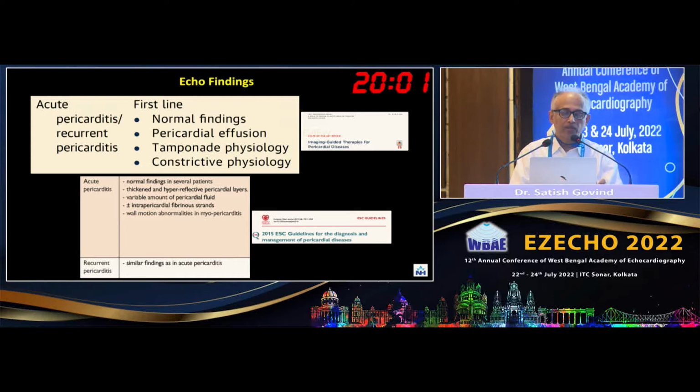So this is the spectrum of what one can find, anywhere from normal to constrictive physiology. In addition to that, you can have thickening of the pericardium, which is very shiny. Then you have fibrinous strands, which you might see occasionally. When there is myopericarditis, you can see wall motion abnormalities. And in the recurrent, it is more or less the same.